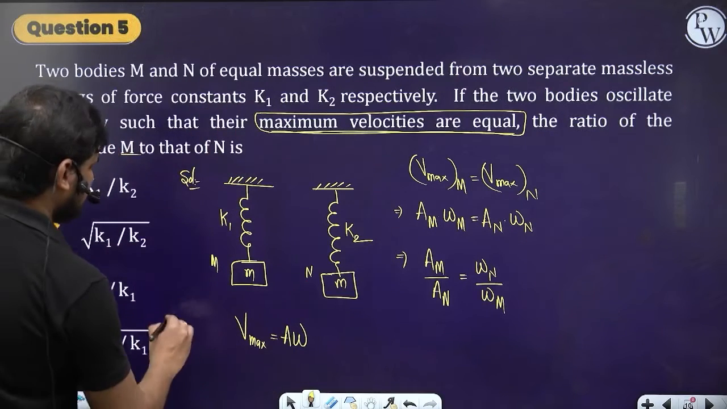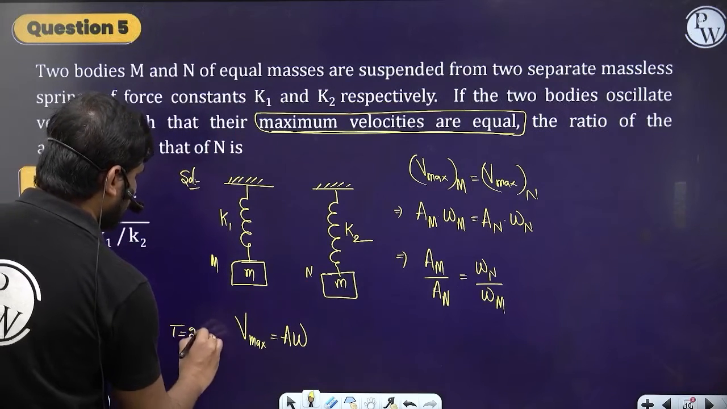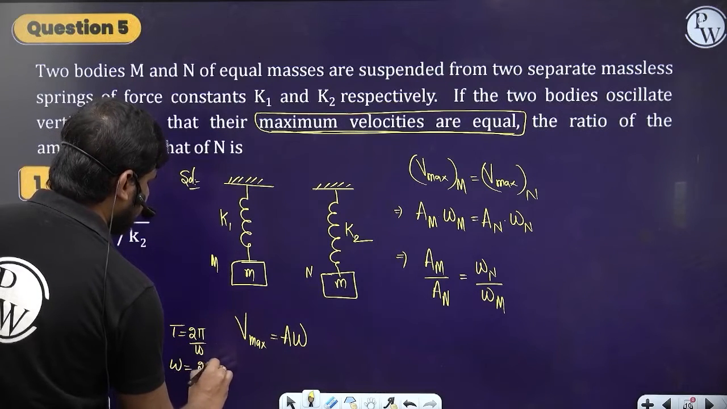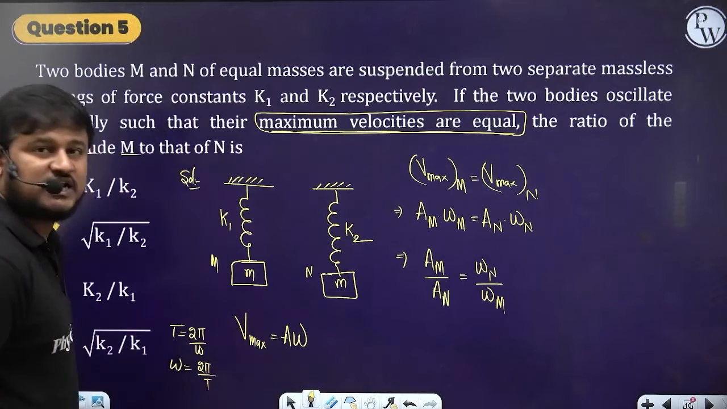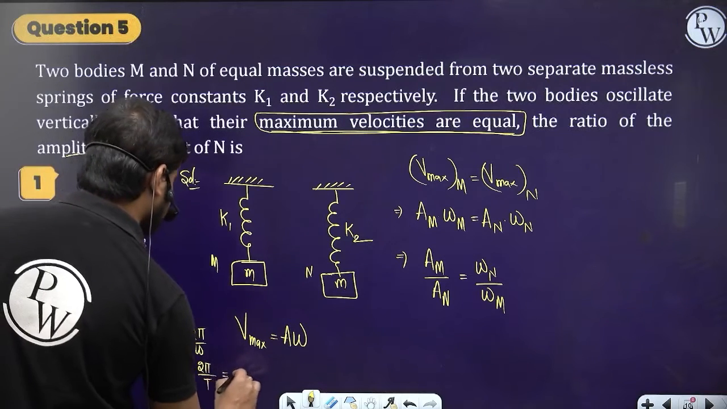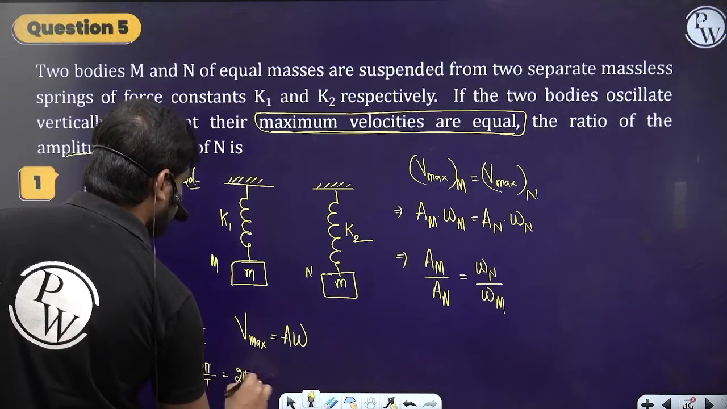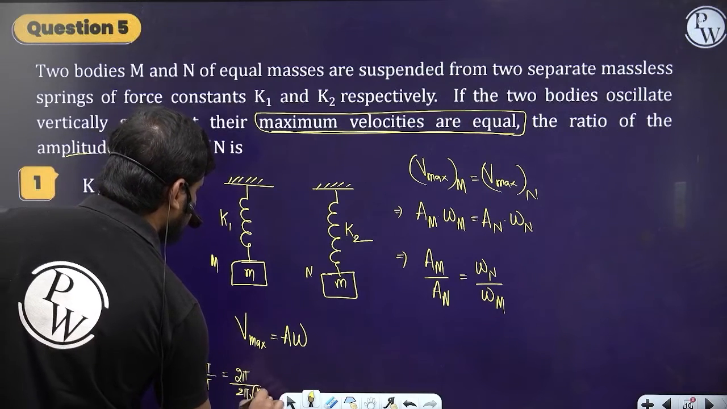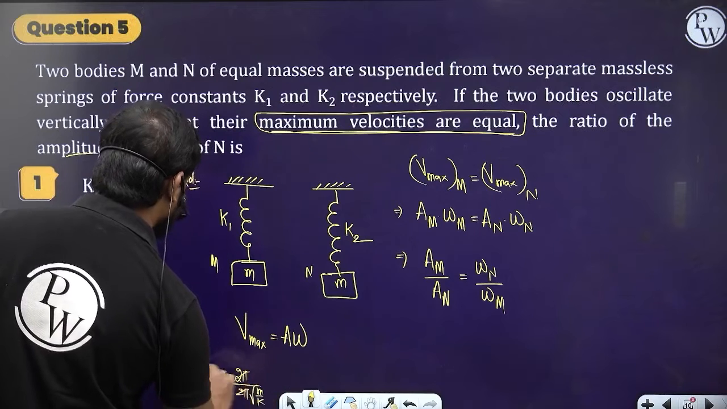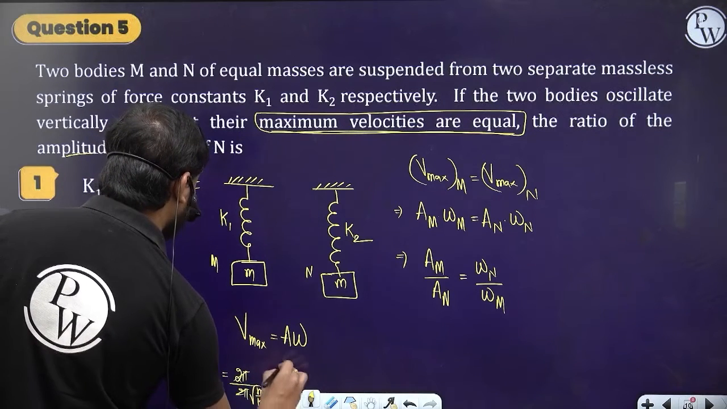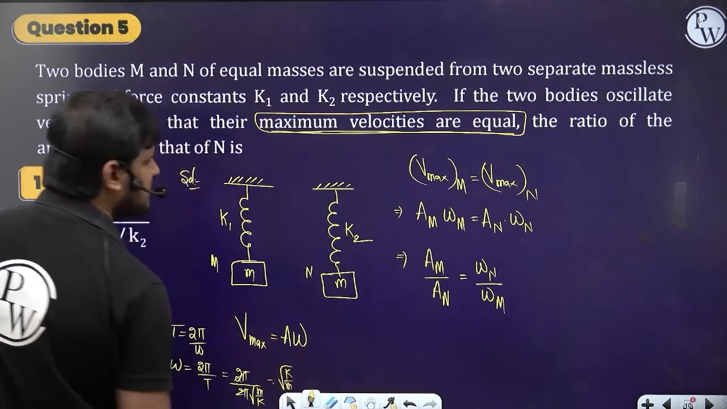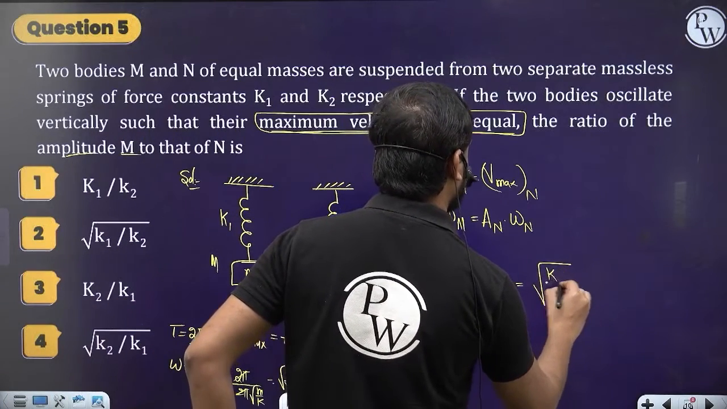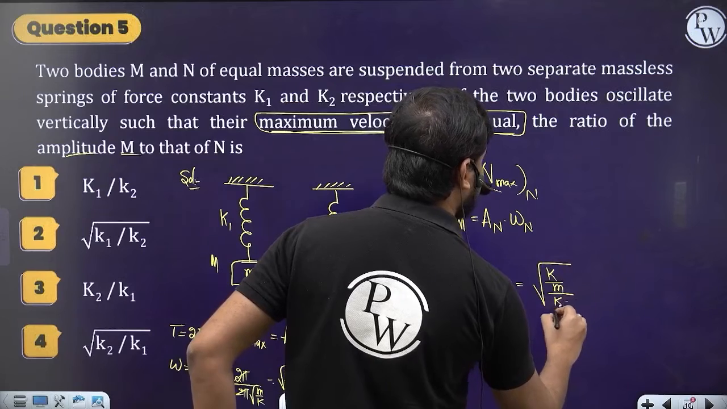So we know that the time period is equal to 2 pi by omega. So then omega is equal to 2 pi by T. Right? So what's the time period formula? T is 2 pi into root over M by K. So now 2 pi cancel. So the omega will be equal to root over K by M simply. So root over K by M for this and root over K by M for this.